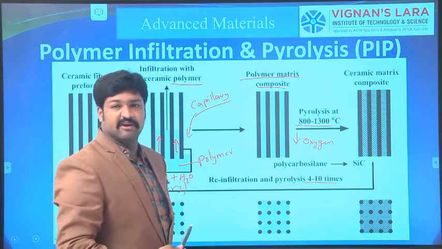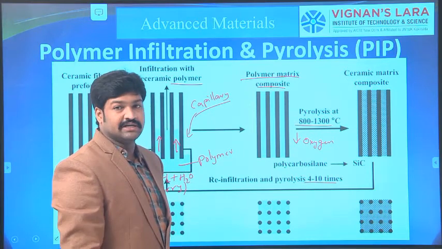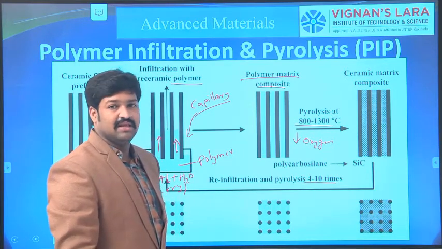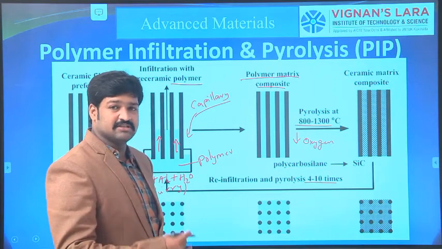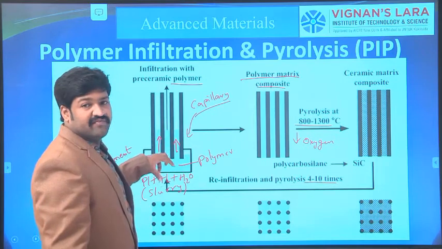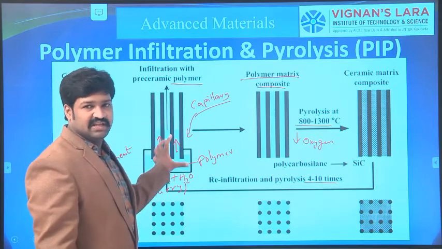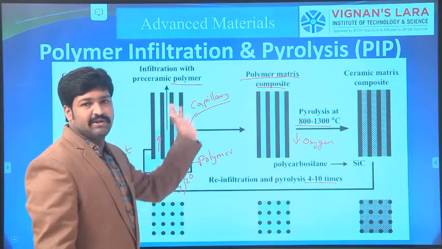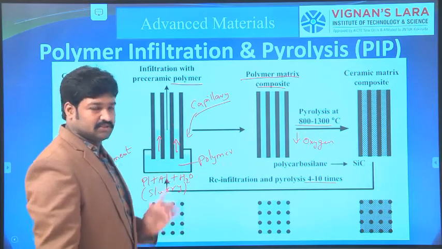Sometimes it might be in the hundreds, 200, 300 times also. The process is very slow. While infiltrating, the content of matrix infiltrating into the reinforcement is very less. Due to this, the process can be repeated n number of times.